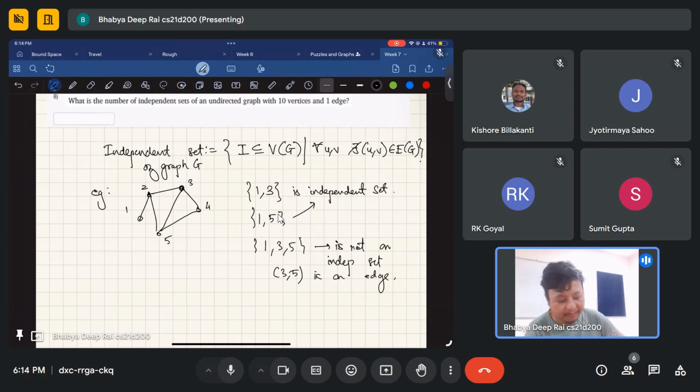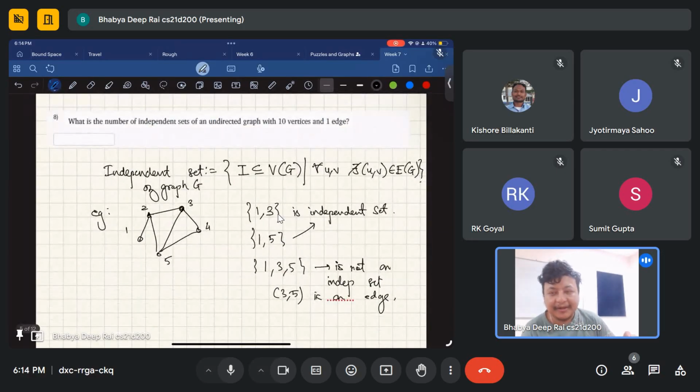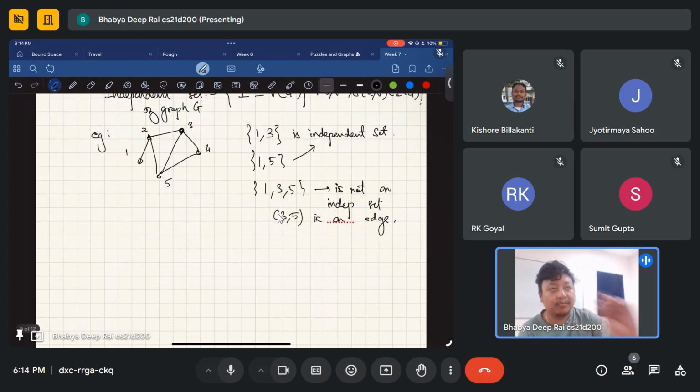I hope this is clear. And just a small digression here: this also asks, what is the maximum size of independent set I can construct in a graph?